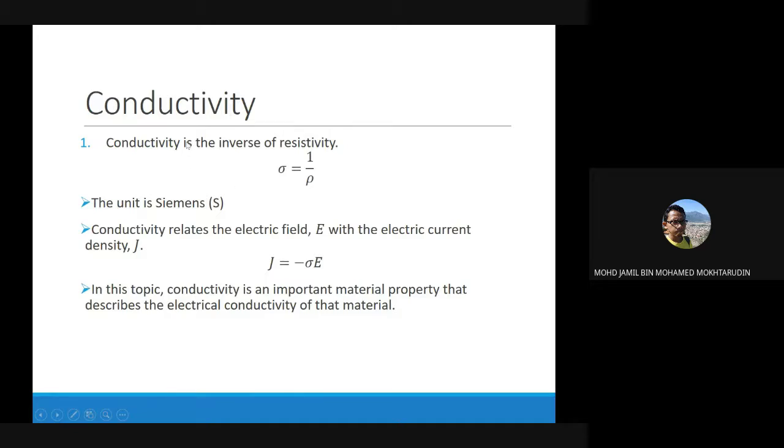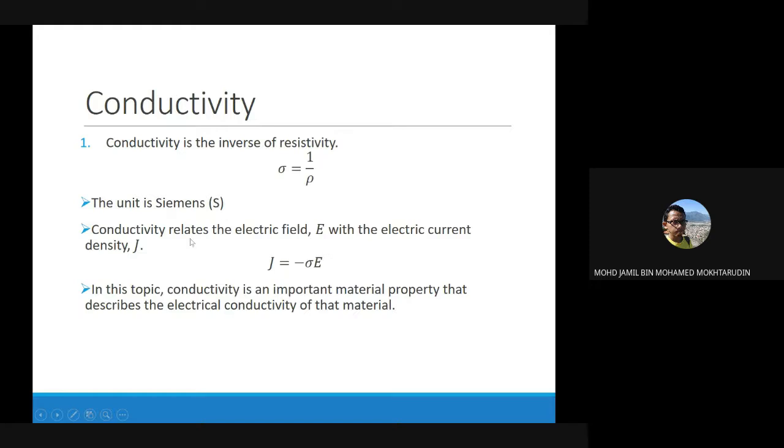The conductivity, meanwhile, is the inverse of resistivity. Conductivity, sigma, equals 1 over rho. So conductivity is the reverse of resistivity. Conductivity is the ability of a material to conduct electrical current. For metal, the conductivity will be very high, but for rock, the conductivity will be very low. Resistivity rho, if you still remember circuit analysis, is measured in ohms. But for conductivity, the unit is Siemens, S.